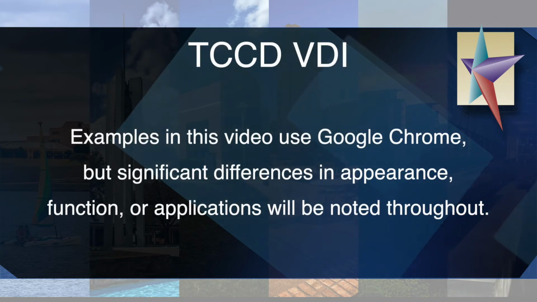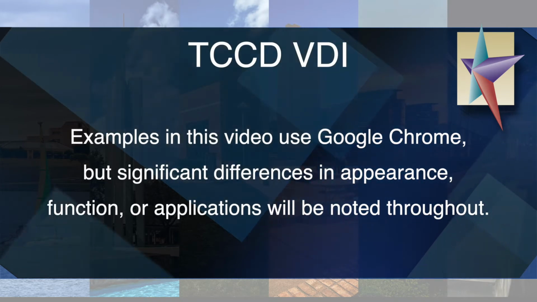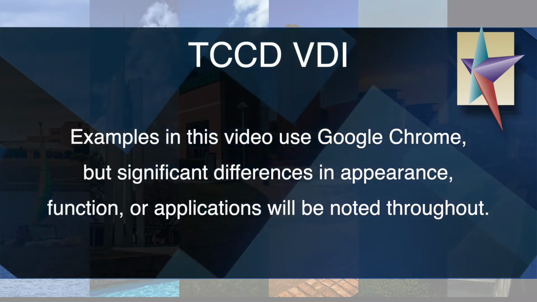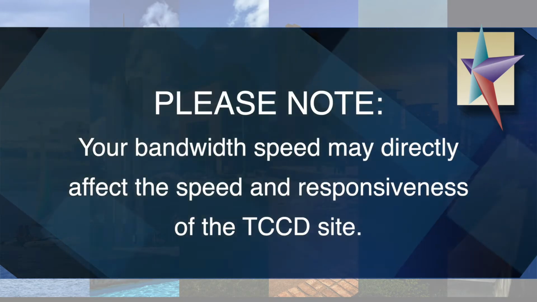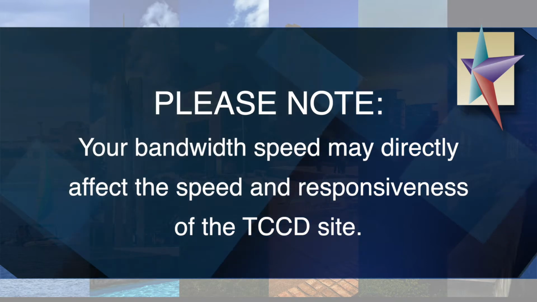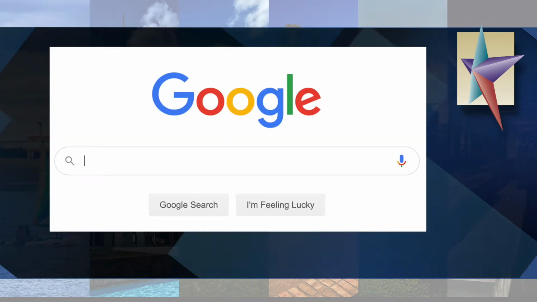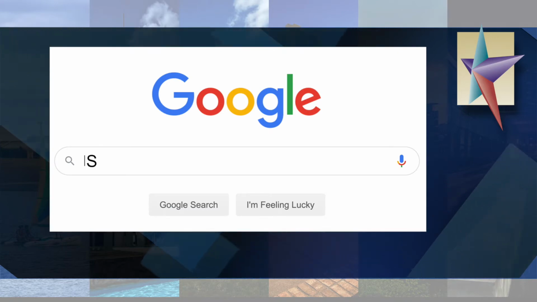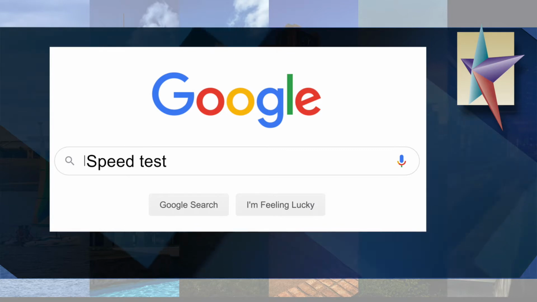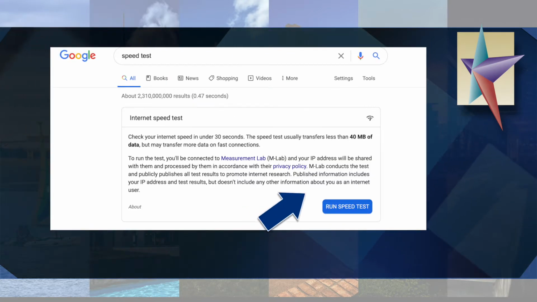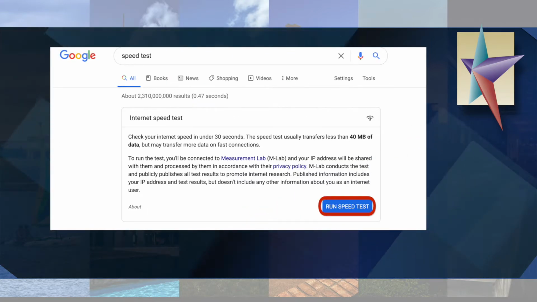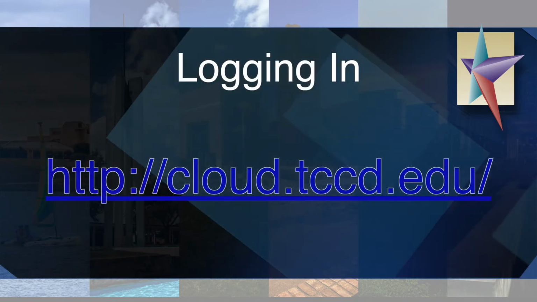For this video, we'll use Google Chrome, but we'll be sure to point out any significant differences between browsers as we go along. Please note, your bandwidth speed may directly affect the speed and responsiveness of the TCCD site. To check your bandwidth speed for both uploads and downloads, open a new browser tab and type Speed Test. When you log in for the first time, simply choose your preferred browser and open a new tab.